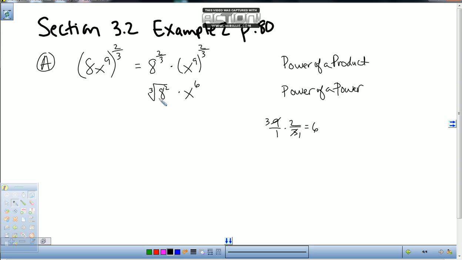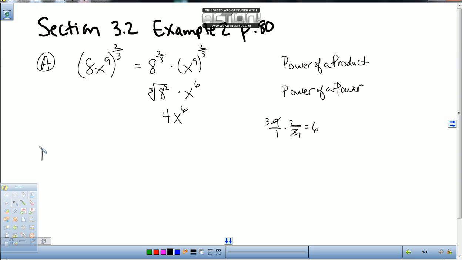We still need to simplify this radical. So the cubed root of 8 means what number multiplies itself 3 times to get 8? And that will be 2. Okay, and then don't forget to square that answer. So 2 squared equals 4. This answer is 4 times x to the 6th power.